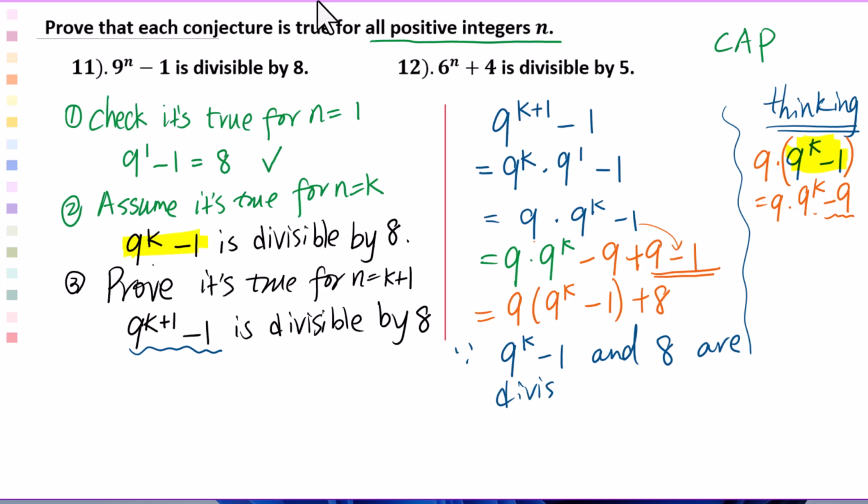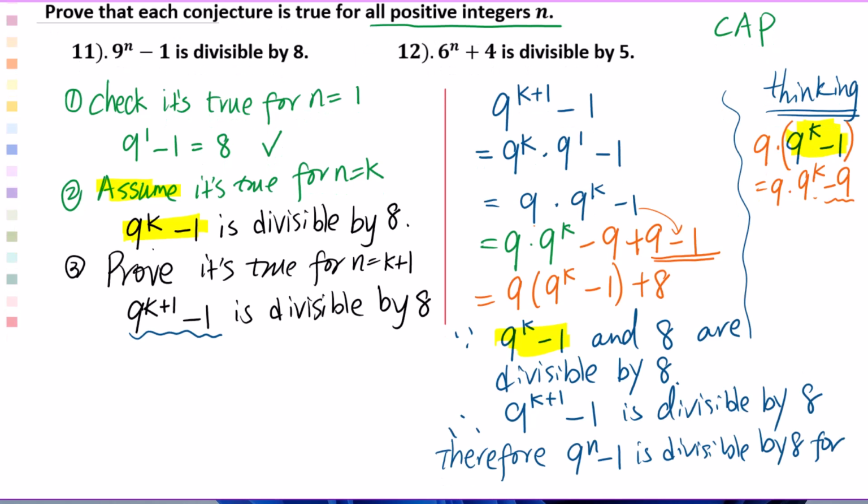divisible by 8. The first one is based on our assumption. The second one, 8 can be divided by 8. So 9 to the k plus 1th power minus 1 is divisible by 8. Therefore, 9 to the nth power minus 1 is divisible by 8 for n is positive integers.